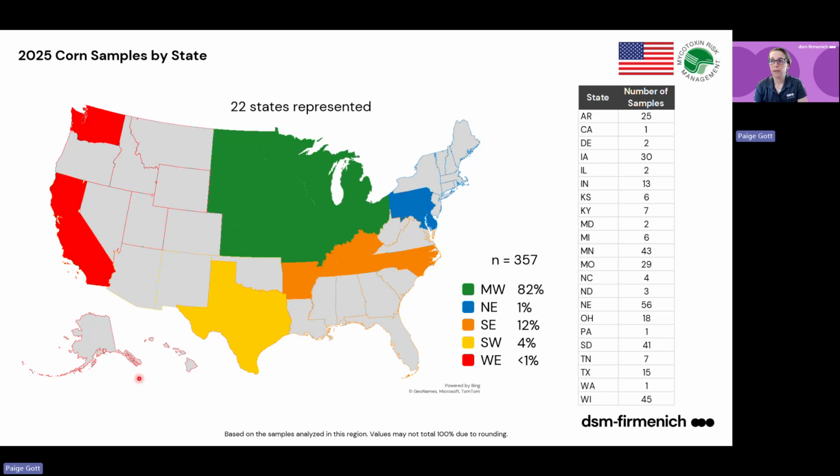This year for our survey, we have 357 samples that were submitted to date, representing 22 different states. The majority of the samples, 82%, were sourced from Midwestern states, as outlined in the map in green.